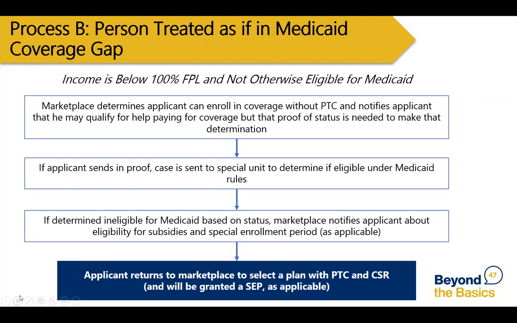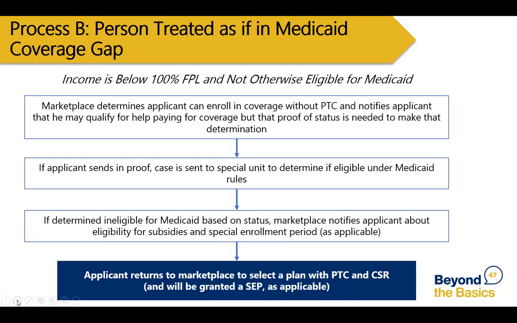So the marketplace determines that the applicant can enroll in coverage without a PTC and notifies the applicant that they may qualify for help paying for coverage, but proof of their immigration status is needed to make that determination. The applicant then sends in proof, and then the case is sent to a special unit in healthcare.gov, and then they will try to identify whether or not the individual is eligible or ineligible based off their immigration status for Medicaid, right?